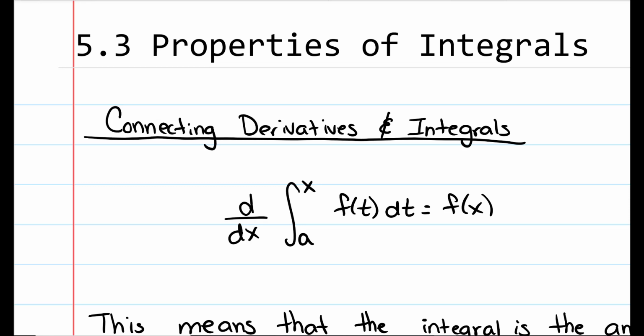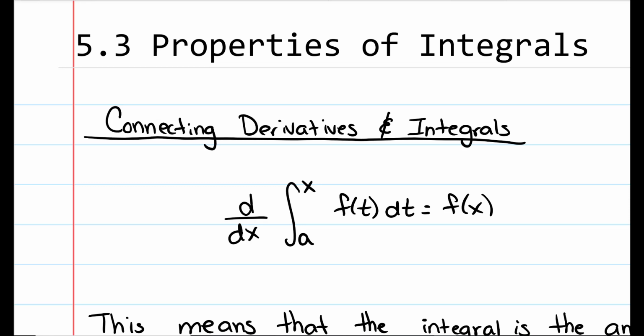Connecting derivatives and integrals. There is a direct correlation between a derivative and an integral. A derivative determines the rate of change and how fast that rate of change is changing. An integral does the thing in reverse. Instead of going from position to velocity, we are taking the rate of change in velocity and determining the distance traveled.